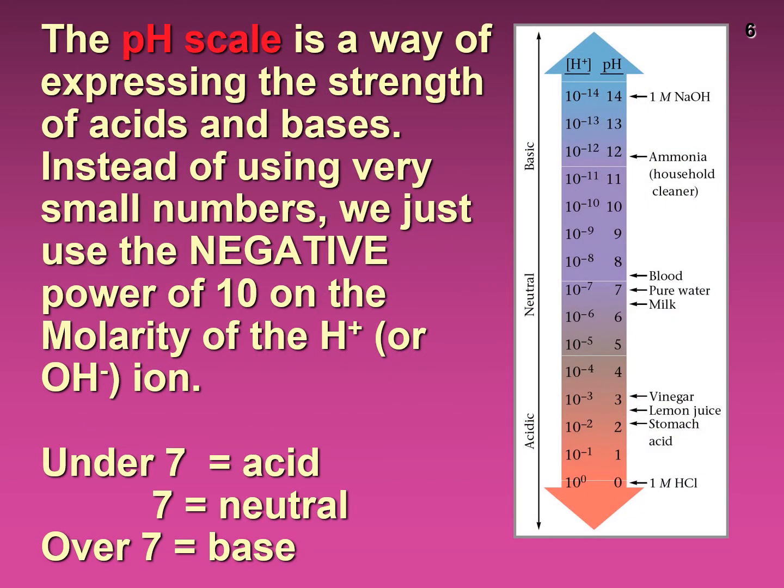The pH scale is a way of expressing the strength of acids and bases. So instead of using very small numbers, we just use the negative power of 10 on the molarity of hydrogen ions or hydroxide ions. Okay, this is the example class or diagram of the pH scale of the acids and the basic. Okay. And under 7 is 0 to 6, acids. Neutral is 7. Over or more than 7, 8 to 14 is base.